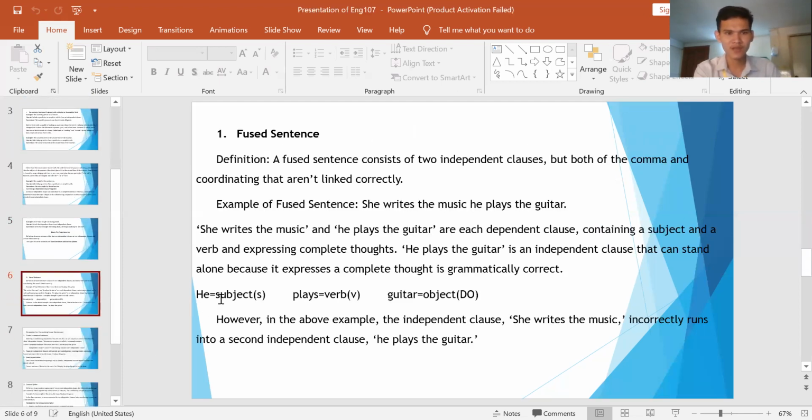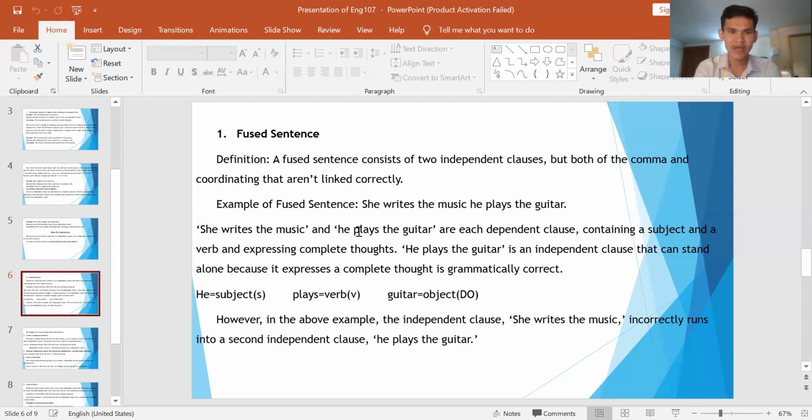Next slide. One, fused sentence. What is a fused sentence? Definition: a fused sentence consists of two independent clauses that aren't linked correctly, with no comma and coordinating conjunction. For example, look at the example here and you will understand clearly about it. She writes the music he plays the guitar. The sentence here is like two sentences, but we don't link them correctly. So you need to add a coordinating conjunction to link them.